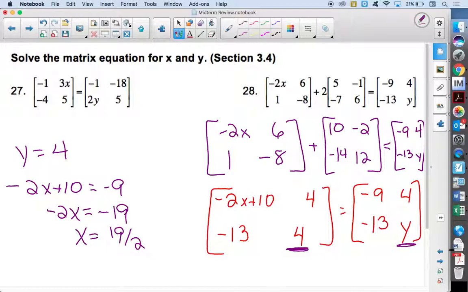Questions? 27 is exactly the same. So you're just taking 3x and setting it equal to negative 18. You're taking the negative 4 and setting it equal to 2y. So you don't have to do all the extra stuff. You're just matching the corresponding elements together. So two separate equations and then solve for each equation. So solve for the x, solve for the y.